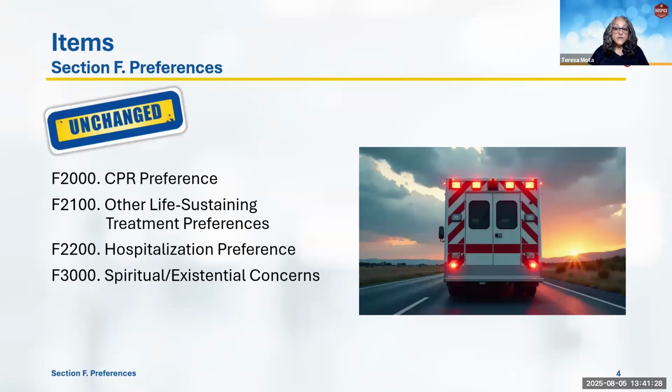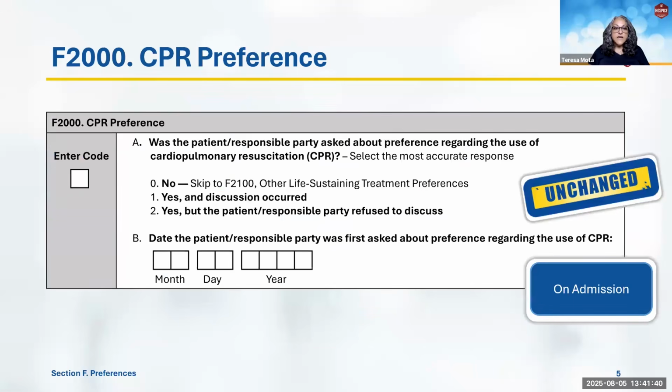Section F contains 4 data elements that have not changed from what is currently in the HIS. So let's walk through the screenshots for each of these preference items. The first is F2000, CPR preference. This item, as I said, is unchanged, and as with all the items in this section, is only collected on admission.